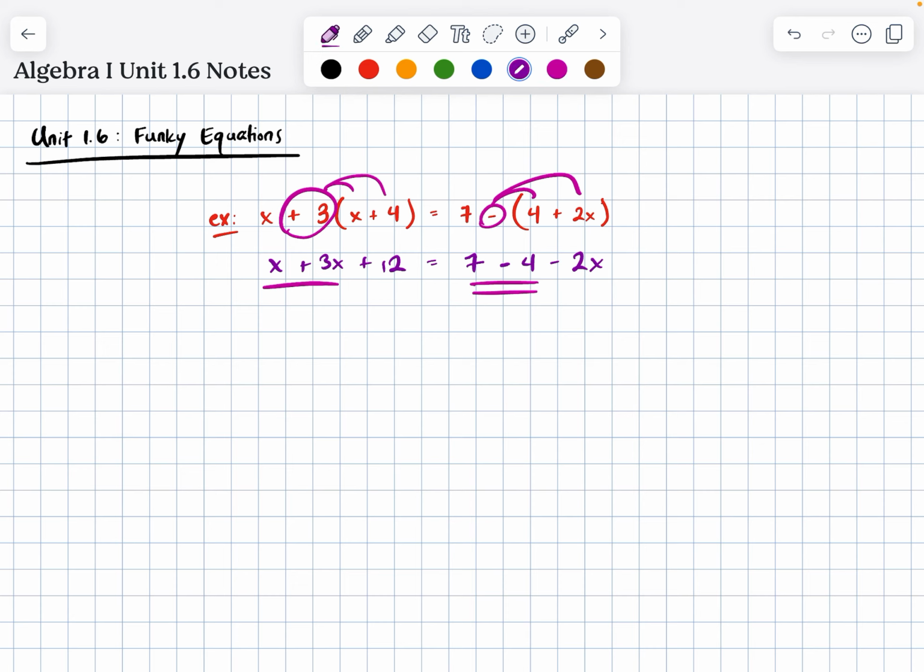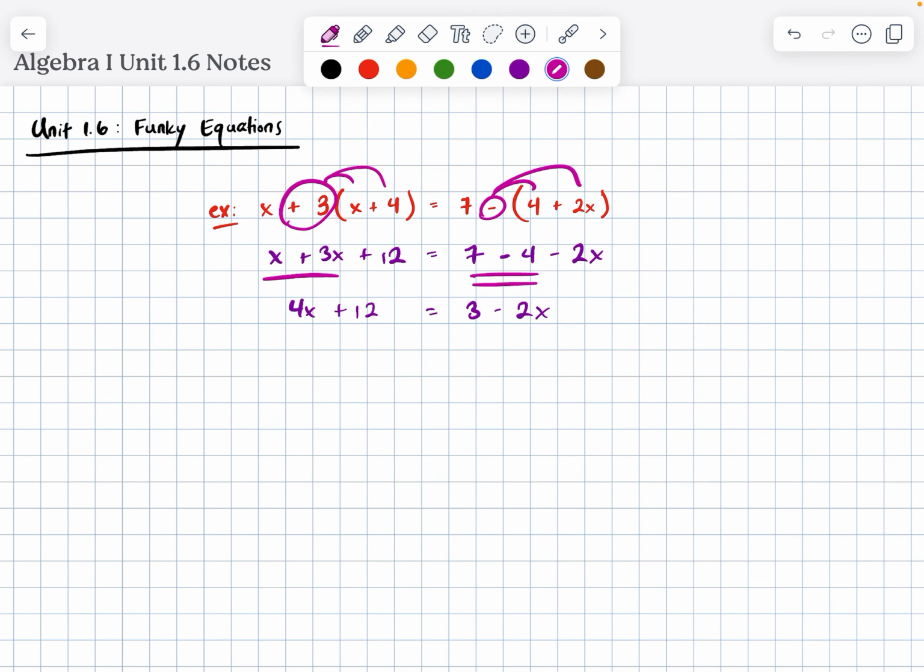Cool. And from here, I'm in familiar territory. I've got like terms I can combine on the left, like terms I can combine on the right. X plus 3x is 4x plus 12. On the right, 7 minus 4 is 3 minus 2x. I again want to get all of my x's over to one side, all of my constants over to the other. So let's say I want to move all of the x's over to the left. So I will add 2x to both sides.